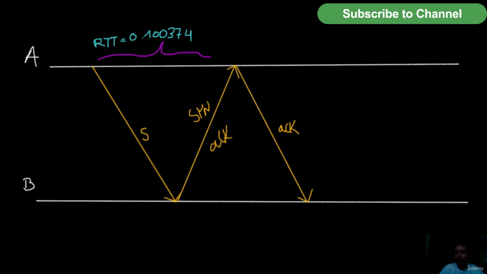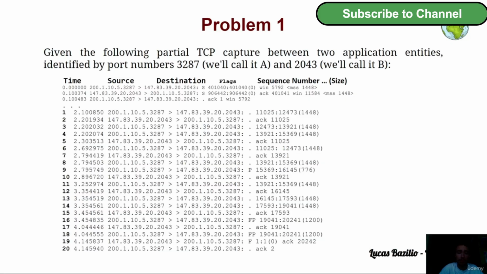Keep in mind that it is evident that the round trip time is not going to be the difference between the second and third segments. Why? Because this difference is very small. We already said this before. The difference between these two is a very, very small value, and this is clear because the capture is being made on the application A.